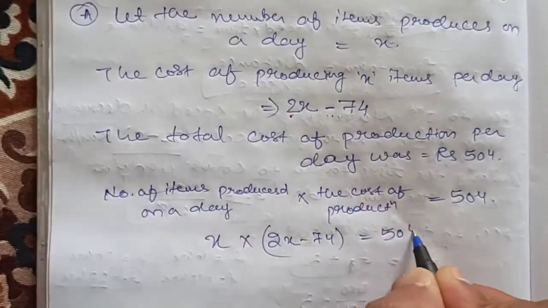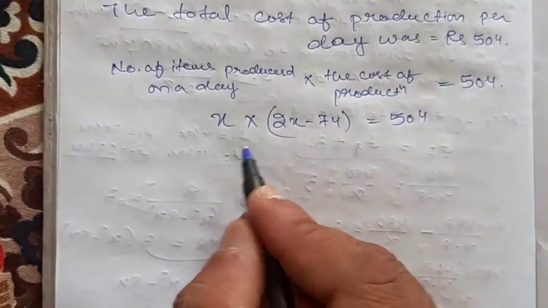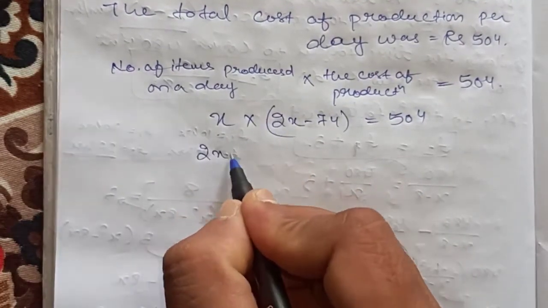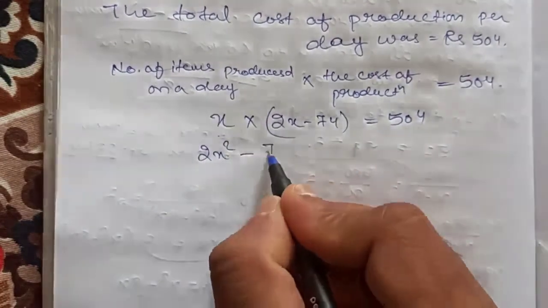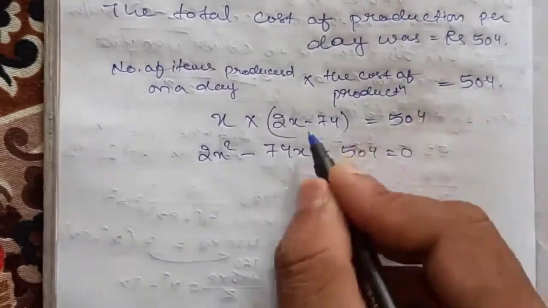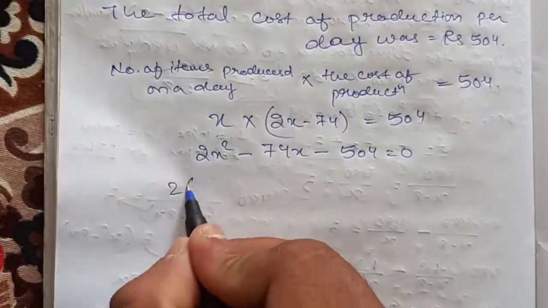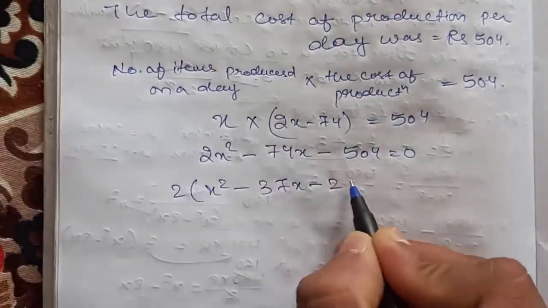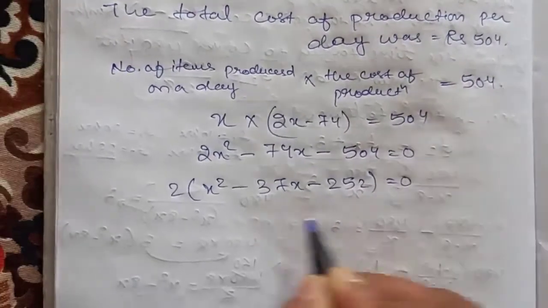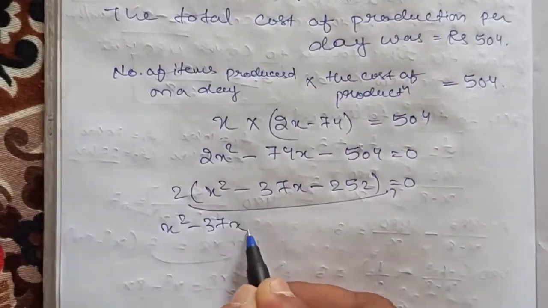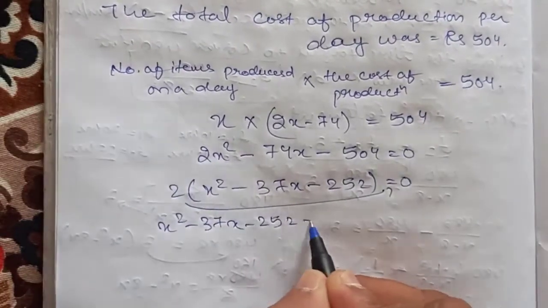Now by opening the bracket and multiplying, we will get 74x minus 2x square equals 504. Bring this term to this side, take out 2 common: x square minus 37x plus 252 equals 0. Divide by 2 here: x square minus 37x plus 252 equals 0.